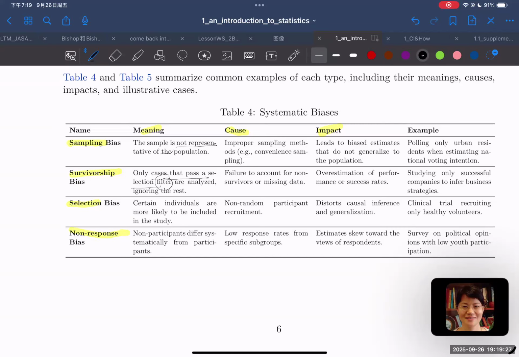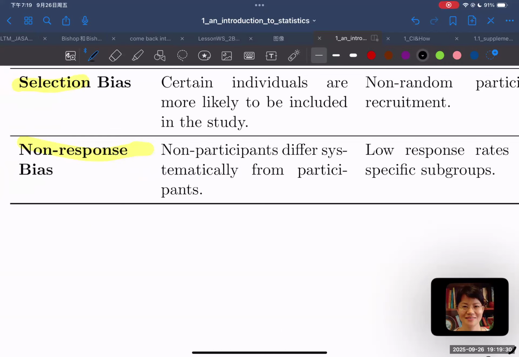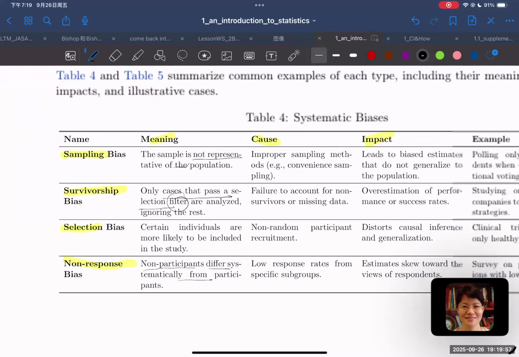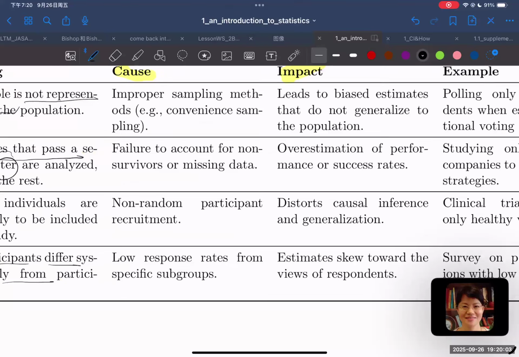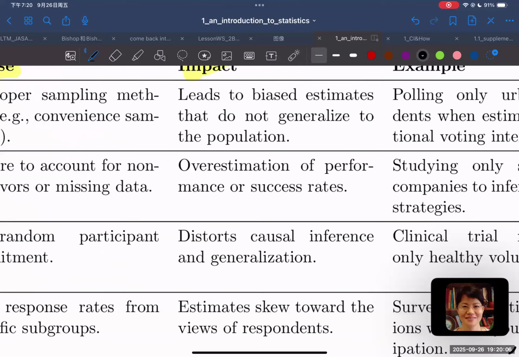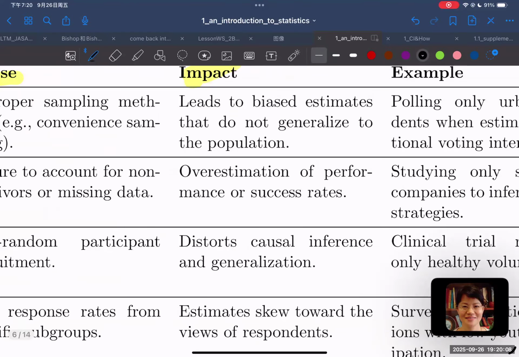Next one, selection bias. Here certain individuals are more likely to be included in the study. For example, if you study what kind of skirt people would wear, possibly girls would be drawn in, right? But boys may have less interest. Next one, wrong response bias. This means that non-responding participants differ systematically from the participants. Because when you sample, there would be different characteristics, and then there would be different impacts. Here the impacts mean some bad impacts.